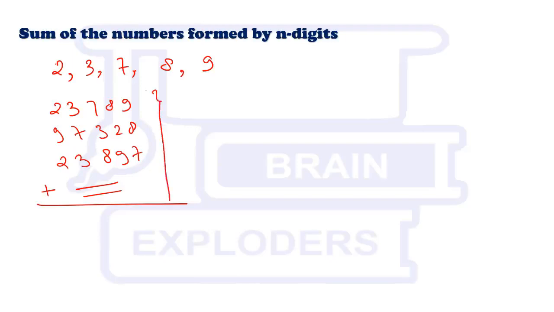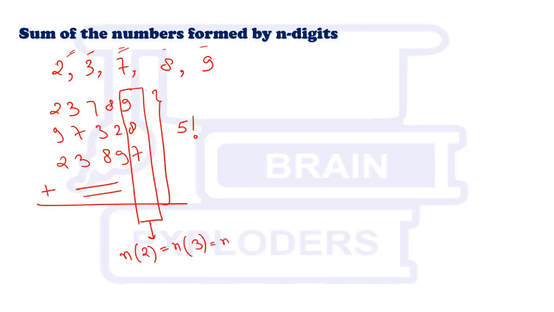How many numbers will be there? We have 5 factorial numbers, right? Why? Because 5 factorial permutations of these digits are possible. Now if we look at the ones place only, several times 9 occurs, several times 8 occurs, many times 7 occurs, 3 occurs, 2 occurs, but the occurrence of these digits will be the same. Means the number of times 2 occurs is equal to the number of times 3, 7, 8, 9 occur, these will be the same.